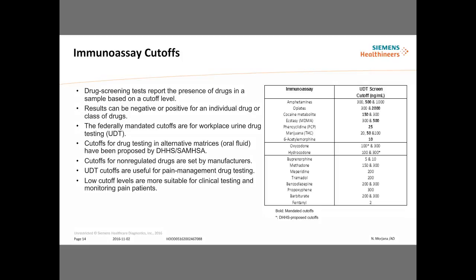For oxycodone and hydrocodone, there are proposed guidelines for testing at the levels of 100 and 300 respectively, but they have not been implemented yet. The rest of the other drugs are also available in one or two cutoffs. Buprenorphine, for example, 5 and 10 nanograms per mil. Tramadol, 200 nanograms per mil. Propoxyphene, 300 nanograms per mil. These assays are used in urine drug testing, but there are also proposed guidelines by SAMHSA for other matrices such as oral fluid.